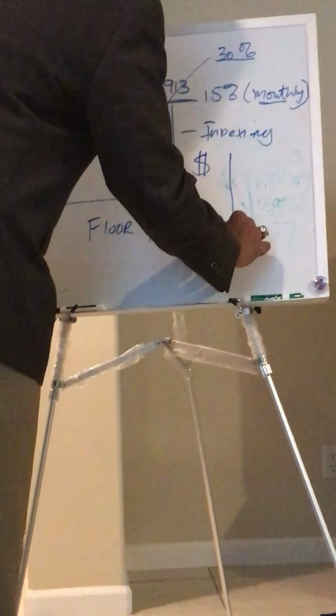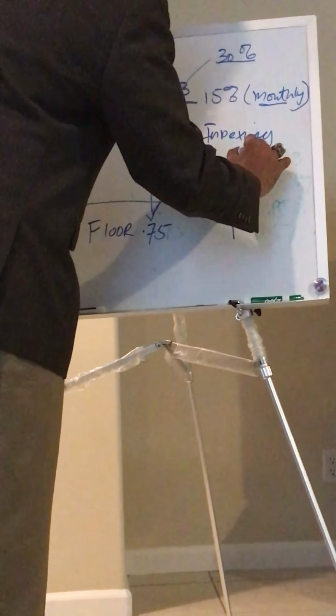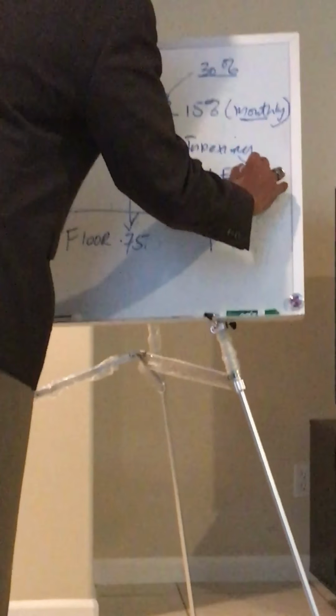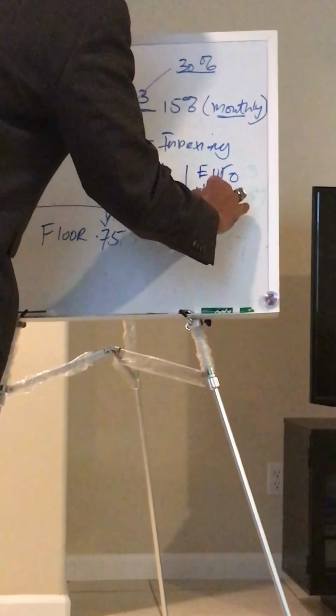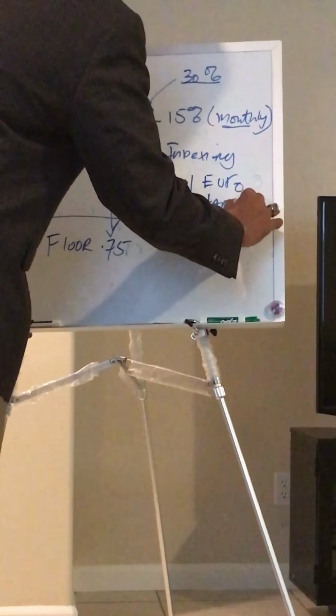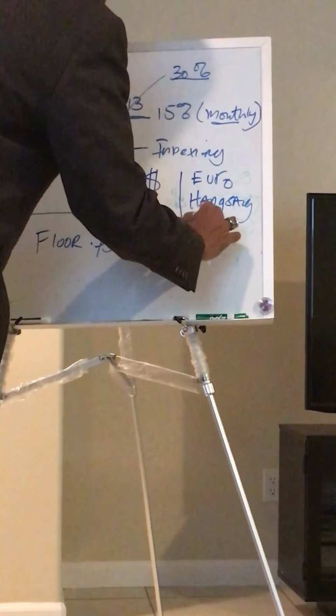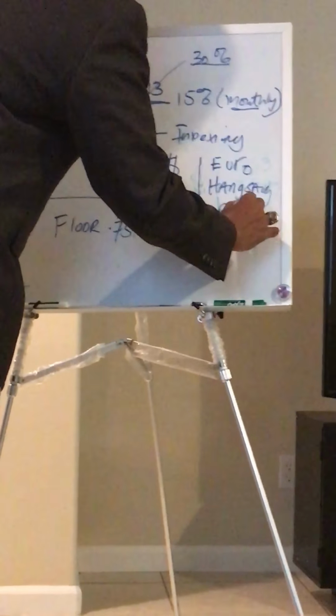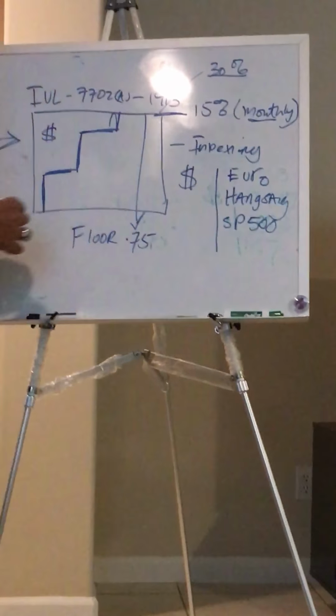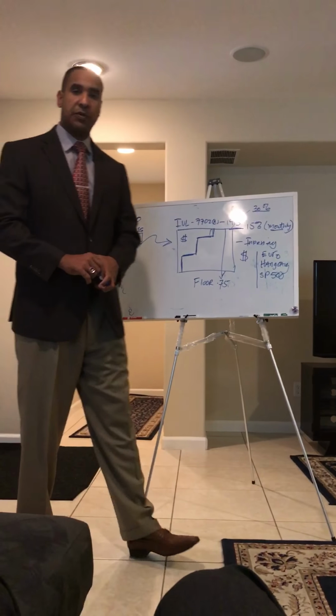And because we're a global company, we use 3 indices. We use the Euro, which is in Europe. We use the Hang Seng, which is in China. And we use the S&P 500, which is your Standard & Poor's 500 companies that are in the United States. Your Googles, your Facebooks, and some of the others.